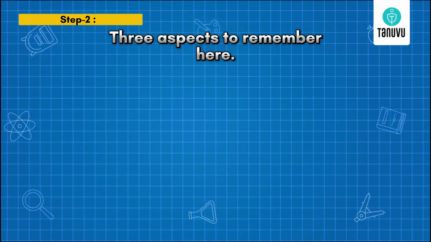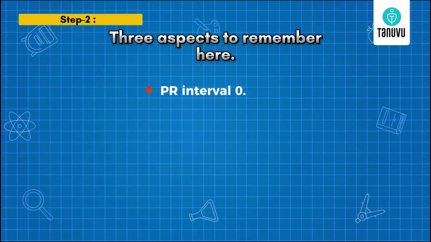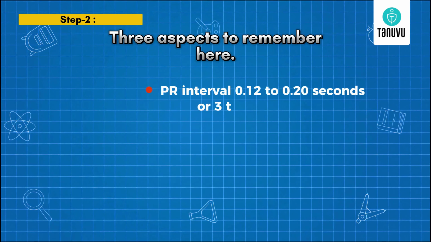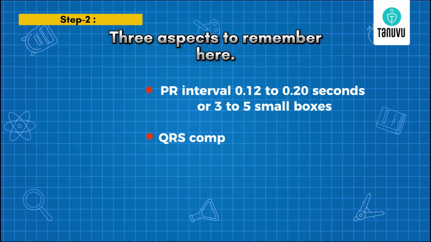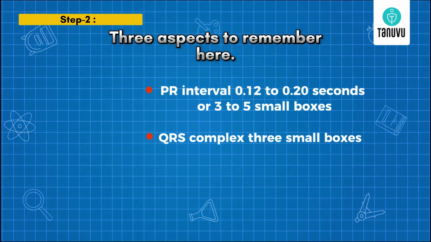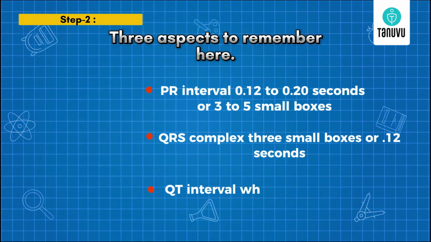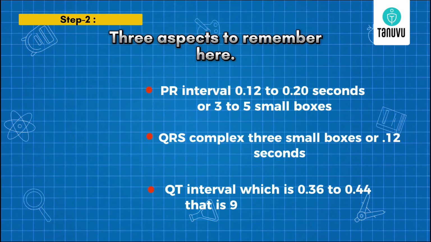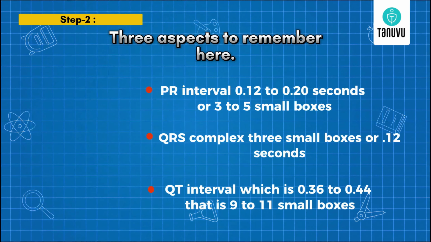So 3 important aspects to remember here. The PR interval: 0.12 to 0.20 seconds, or 3 to 5 small boxes. The QRS complex: 3 small boxes, or 0.12 seconds. And the QT interval, which is 0.36 to 0.44, that is 9 to 11 small boxes.